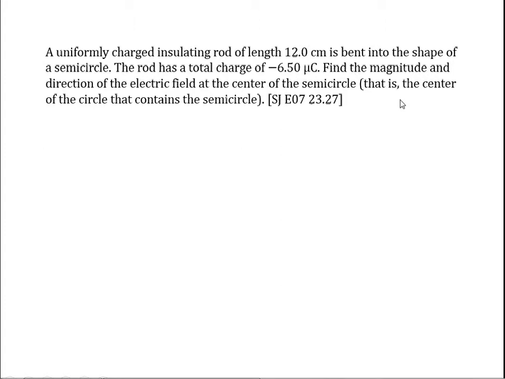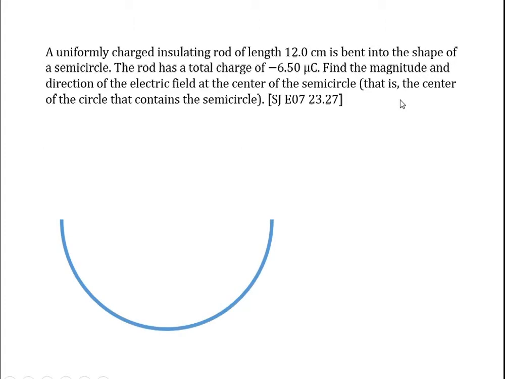That sounds a little bit confusing to me. Let's see what we have. We have the rod, 12 centimeters long, has been bent into this semicircular shape. Let's put it on a coordinate system, and we're going to find the electric field at this central point, or that's the center of what the complete circle would be. It's going to show up again in a little bit.